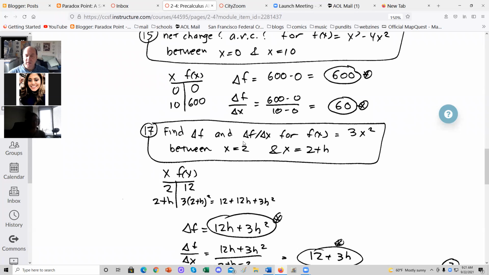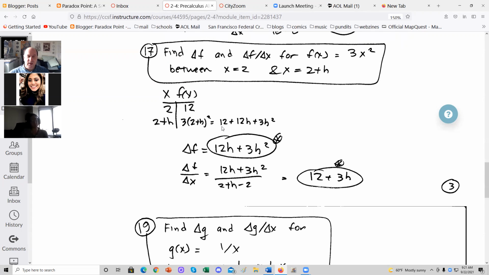Here we have delta f and delta f over delta x for f of x equals 3x squared between x equals 2 and x equals 2 plus h. Okay, now we have a variable delta x. Here we go. At 2, f equals 12. At 2 plus h, it's 3 times 2 plus h squared, which when you expand and distribute, you get 12 plus 12h plus 3h squared. Okay, delta f is 12 plus 12h plus 3h squared minus 12. The 12 is canceled, and you're left with 12h plus 3h squared.